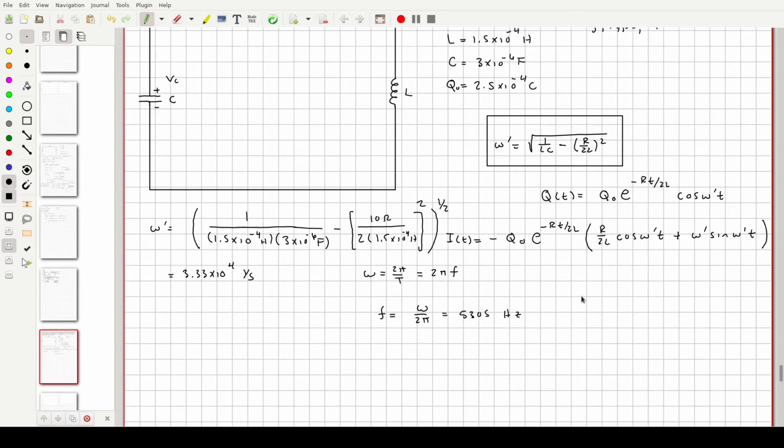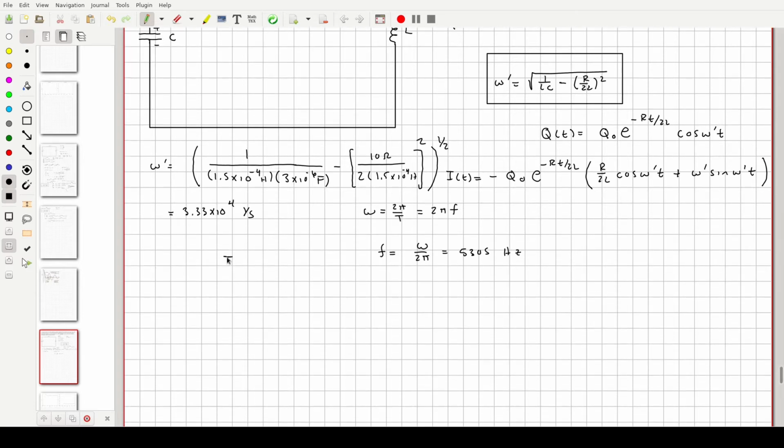What's the period? Period is 1 over the frequency. That is 1.88 times 10 to the minus 4th seconds. So here's my period.